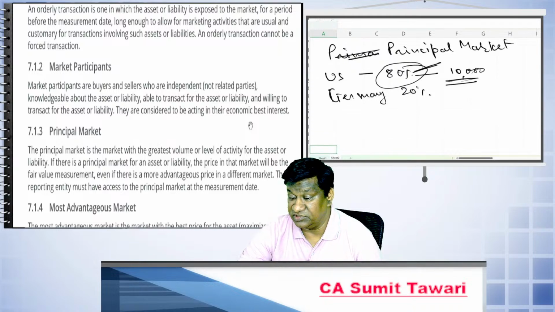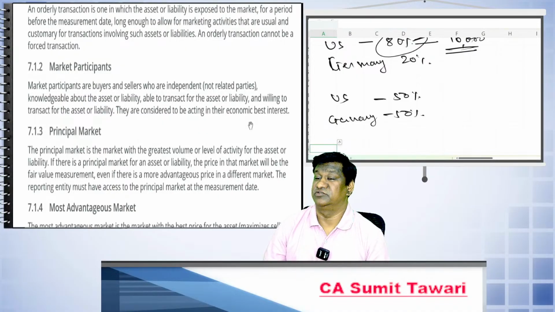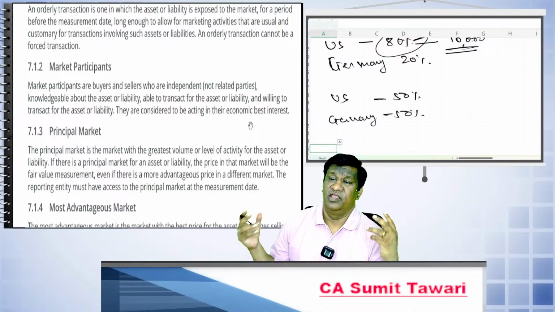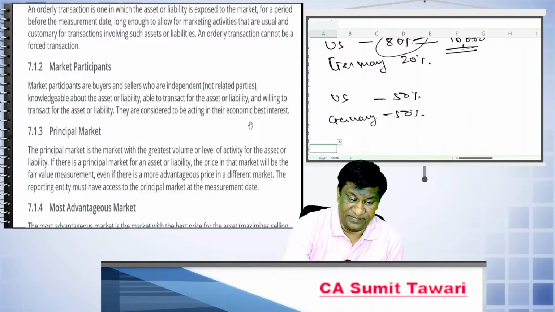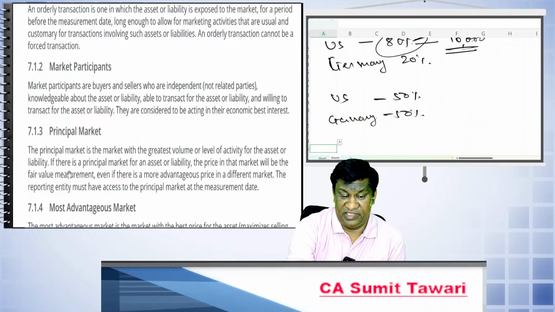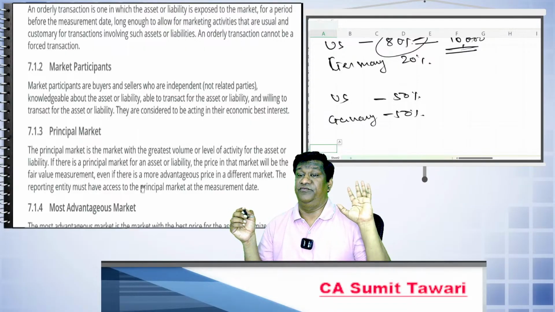The most advantageous market we use if, say, the US and Germany both have a share of 50% and 50%, equal market size, or multiple markets where you cannot conclude what the principal market is. Then you need to adopt the approach of the most advantageous market. The principal market is the market with the greatest volume or level of activity for the asset or liability. If there is a principal market for an asset or liability, the price prevailing in that market will be the fair value, even if there is a more advantageous price in a different market. So first you need to evaluate whether there is a principal market.